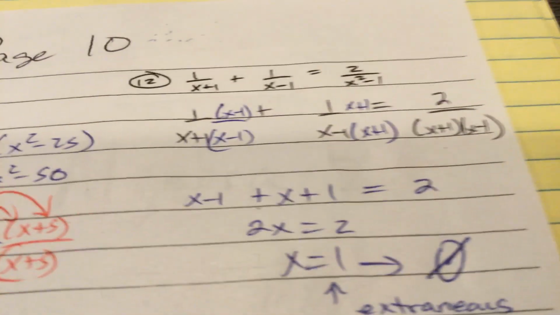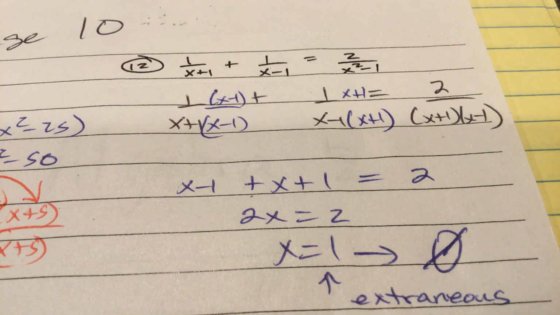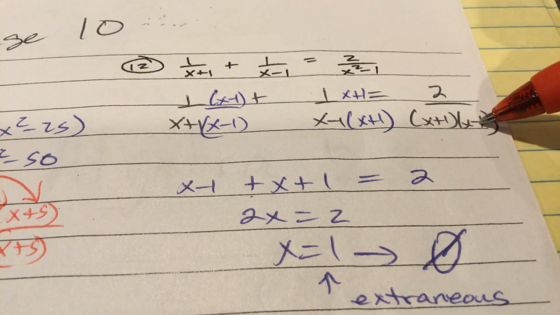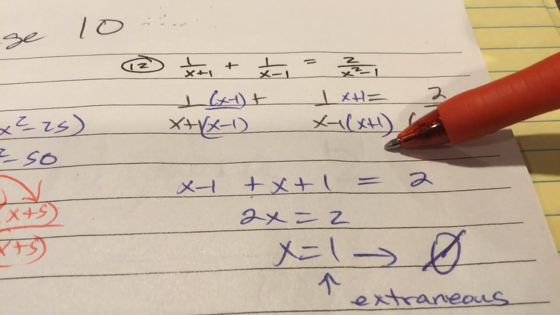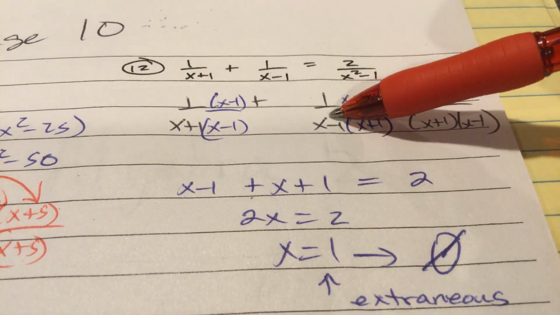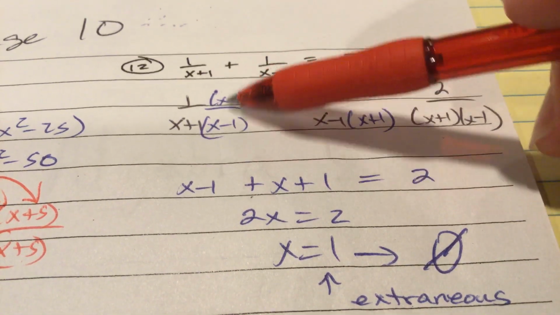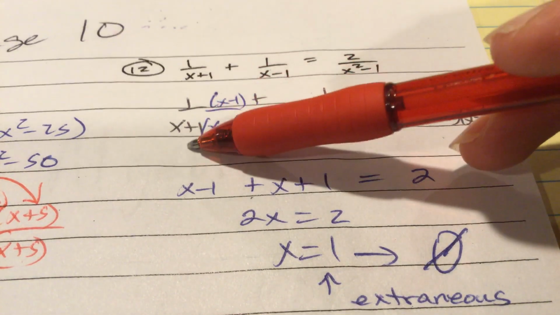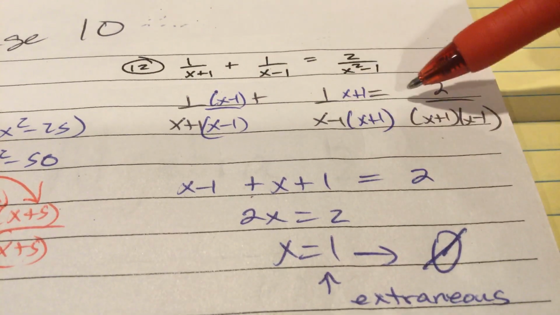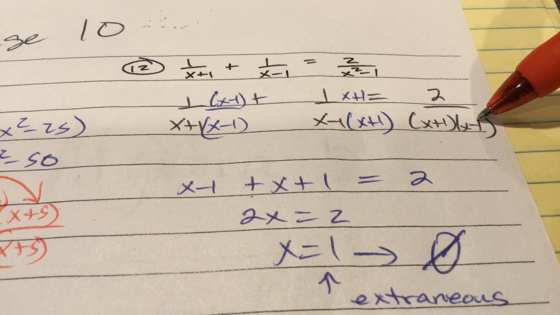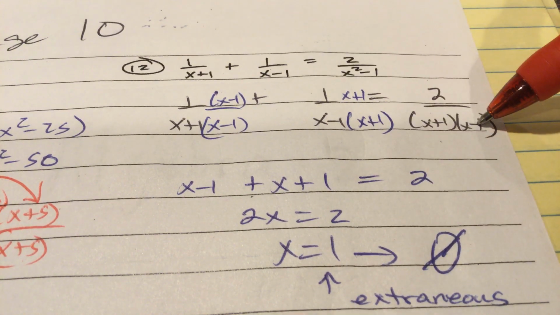All right, number 12. 1 over x plus 1 over x minus 1 is equal to 2 over x squared minus 1. X squared minus 1 is going to be x plus 1, x minus 1. This has an x minus 1, so give it what the other two have, the x plus 1 over x plus 1. This one doesn't have it, so give it the x minus 1 that the other two have. Now the common denominator is x plus 1, x minus 1, x plus 1, x minus 1, and lastly, x plus 1, x minus 1.